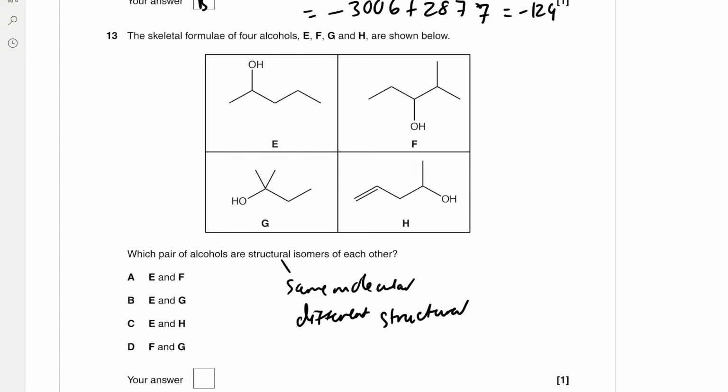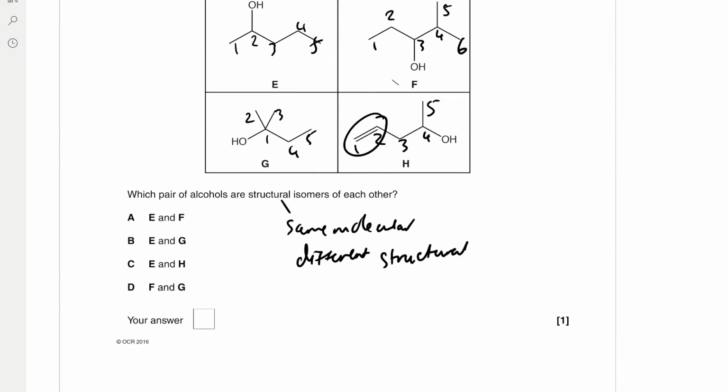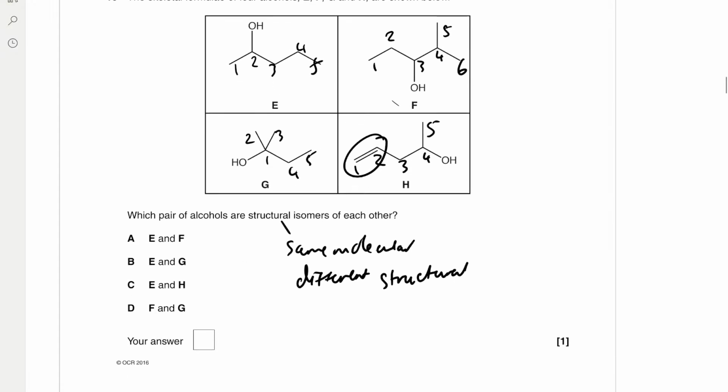So if we have a look at our alcohols, we have an alcohol here with 1, 2, 3, 4, 5 carbons. We have one here, 1, 2, 3, 4, 5 carbons. Then we have 1, 2, 3, 4, 5, 6. So that's obviously not going to have the same molecular formula as the others. And 1, 2, 3, 4, 5, but we have this double bond which isn't present in any of the others. So that's going to reduce our number of hydrogens below the molecular formula of the others. So that means that it must be E and G, which if we look at our answers, gives us answer B.